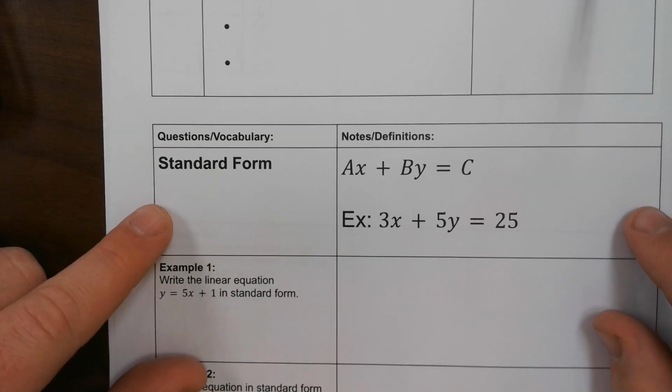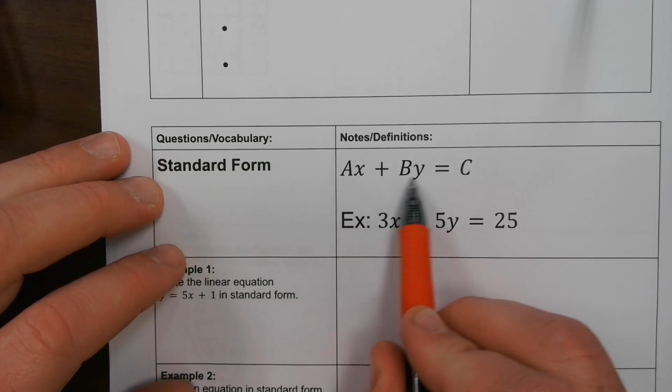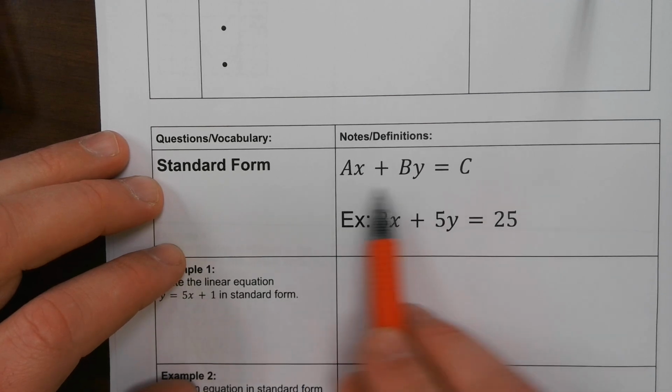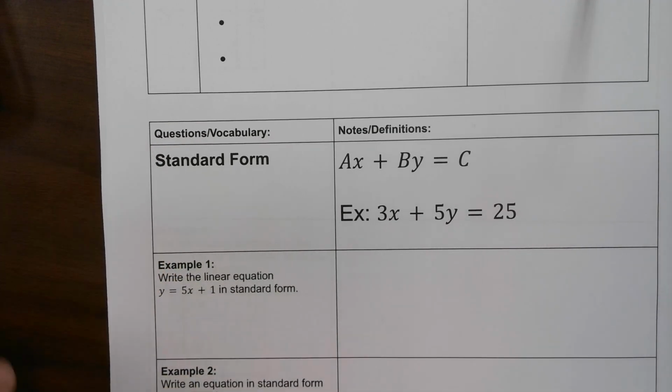We're going to start with the first vocabulary word, standard form. So this is an example of standard form: Ax plus By equals C, where A, B, and C are just constants, or just plain numbers. So this would be an example of an equation written in standard form.